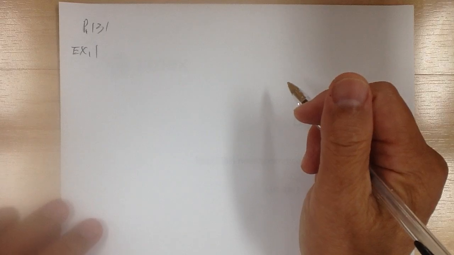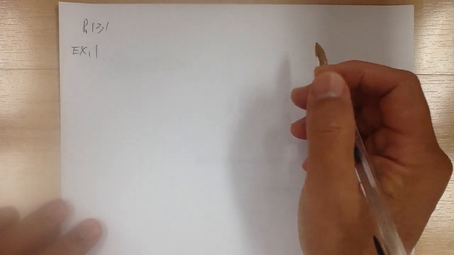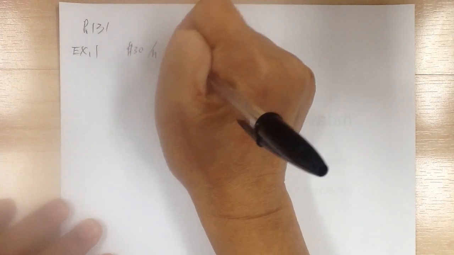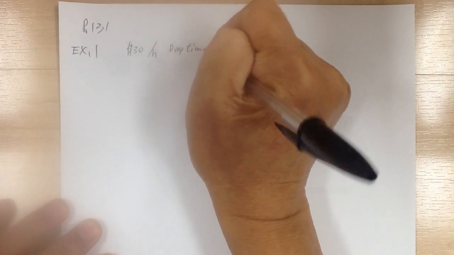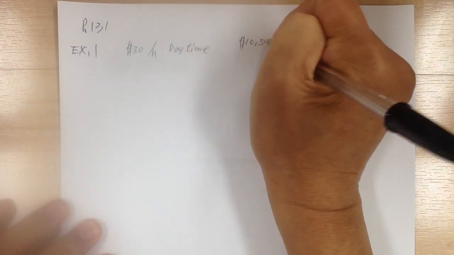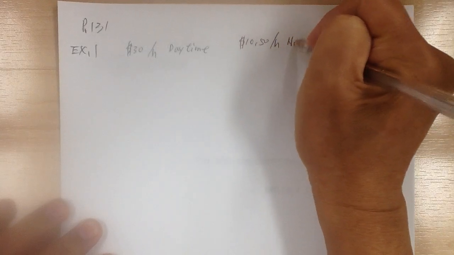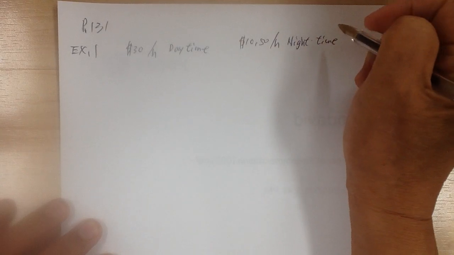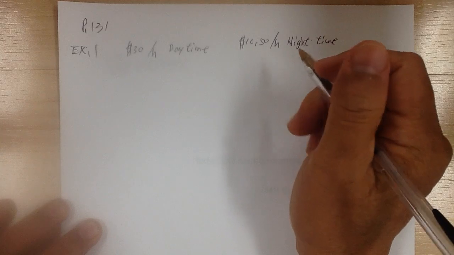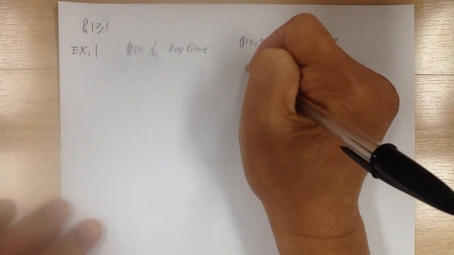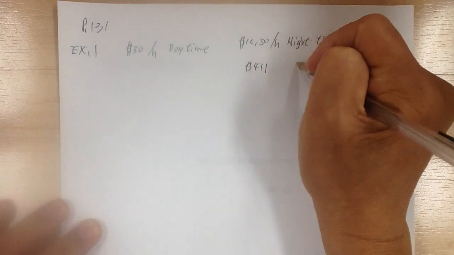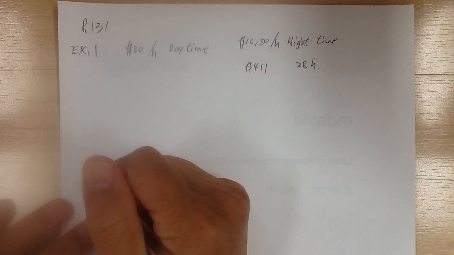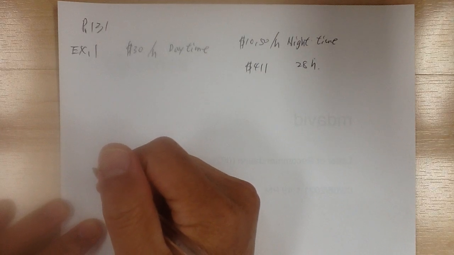It says to use a certain computer database, the charge is $30 per hour during daytime. So what you want to do is write down all the information. Okay, so this is daytime, and $10.50 per hour for the nighttime. If a research company pays a total of $411 for 28 hours of use, it asks to find the number of hours charged at the daytime rate and at the nighttime rate.